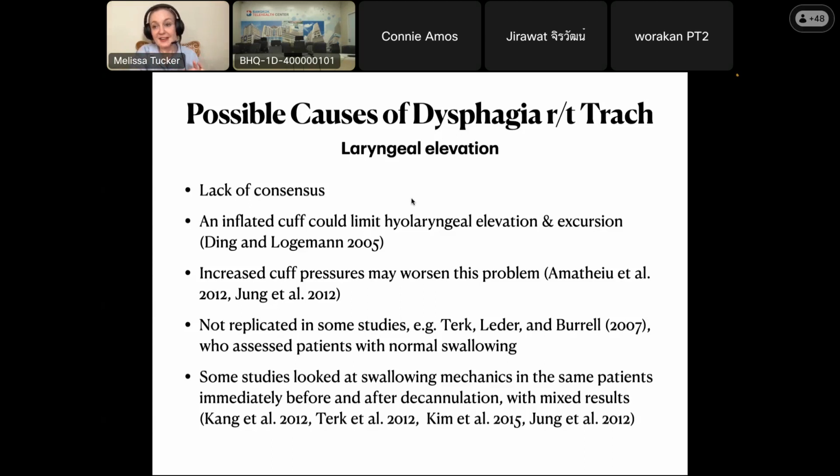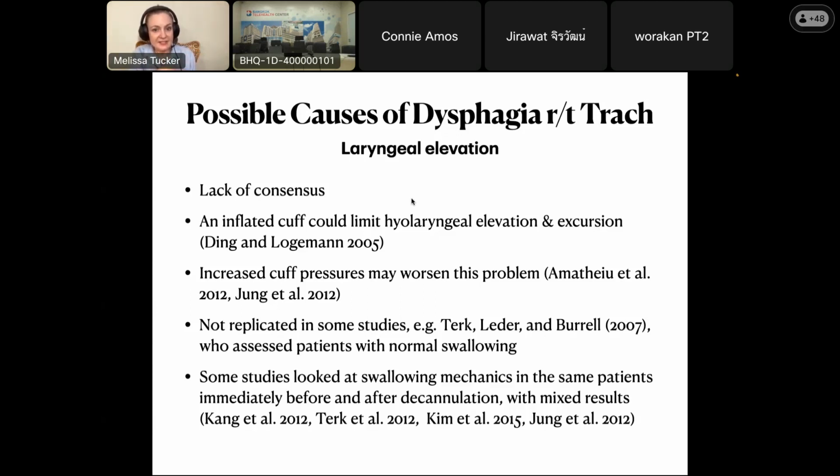Dr. Ding and Dr. Logemann, who is a famous dysphagia practitioner who pioneered FEES, did a number of studies on this, the biggest one in 2005, and they found that an inflated cuff could limit high laryngeal elevation and excursion.